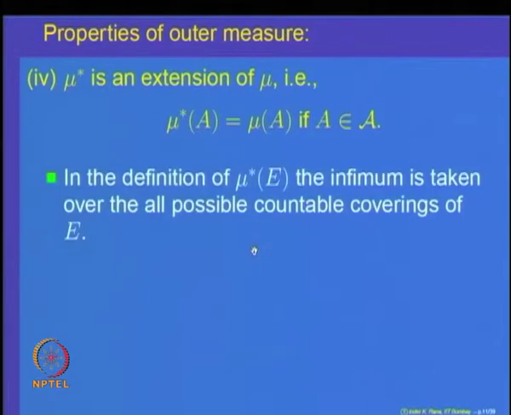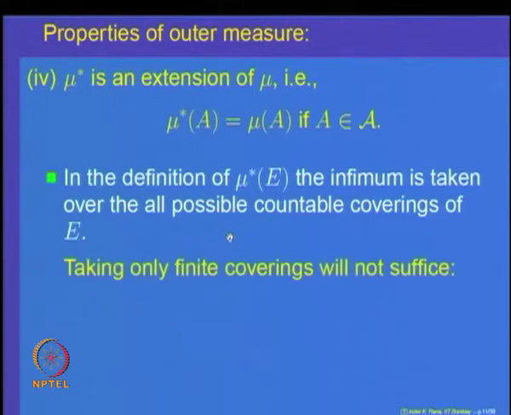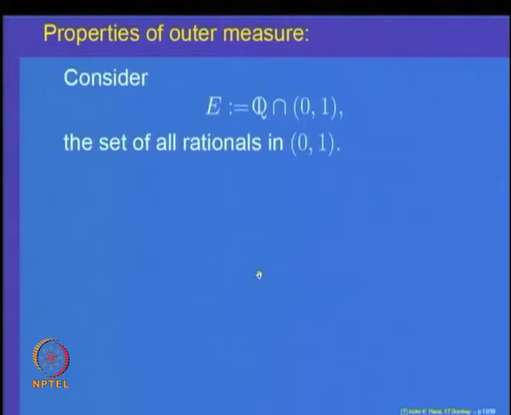So, let me point out that we have taken mu star of A as the infimum over those summations, and we have taken the coverings which are countable in number. One can ask the question: can't we take only finite coverings instead of countable coverings of E? Let us give an example to show that that is not possible. The finite coverings will not suffice.